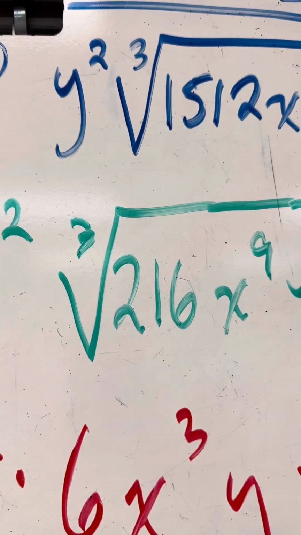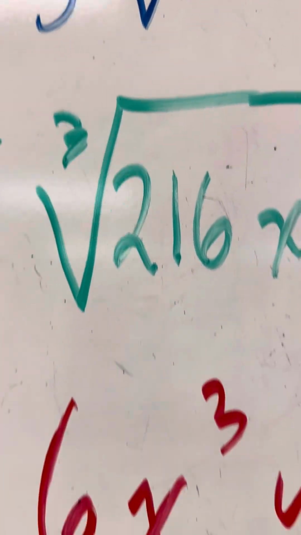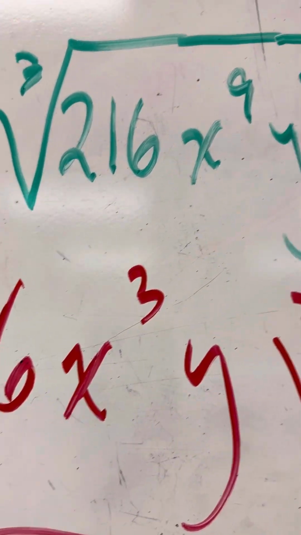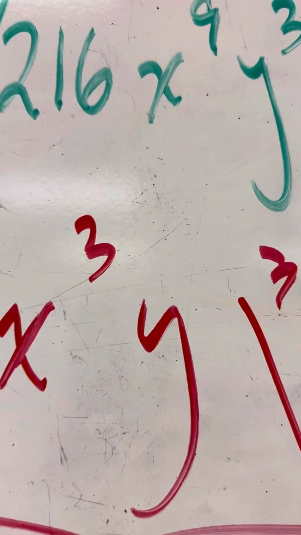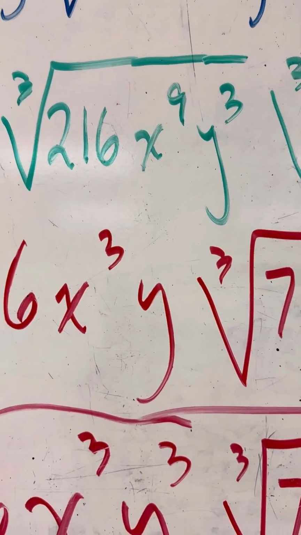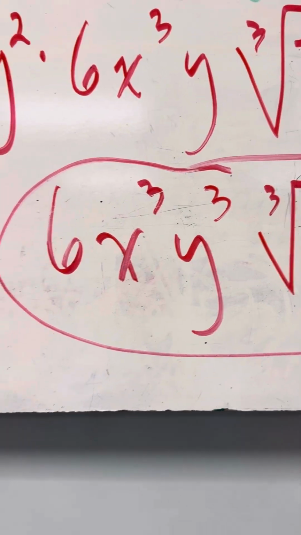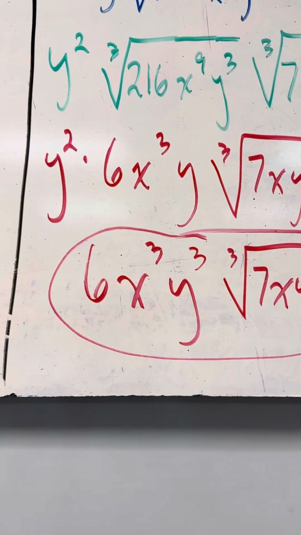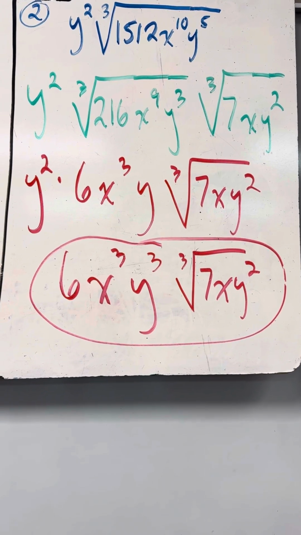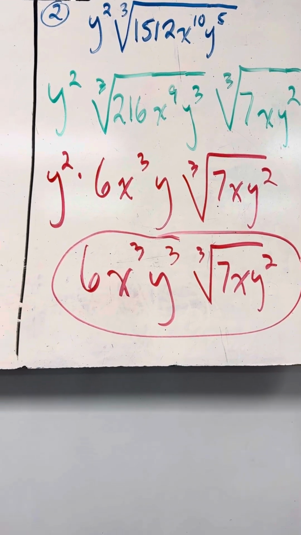So now, cube root of 216 is 6. Cube root of x to the 9th is x to the 3rd. Cube root of y to the 3rd is y. So now you've got y to the 2nd times y makes y to the 3rd. So you have 6x to the 3rd, y to the 3rd, times the cube root of 7xy squared. Okay.